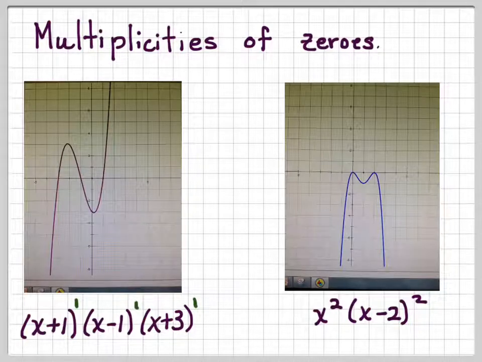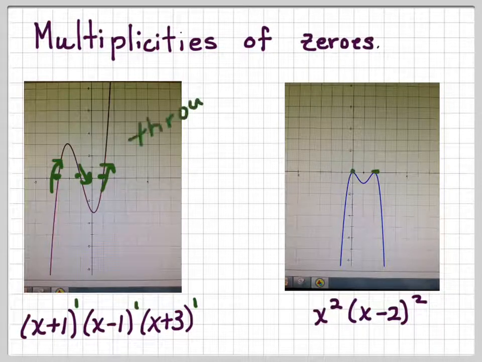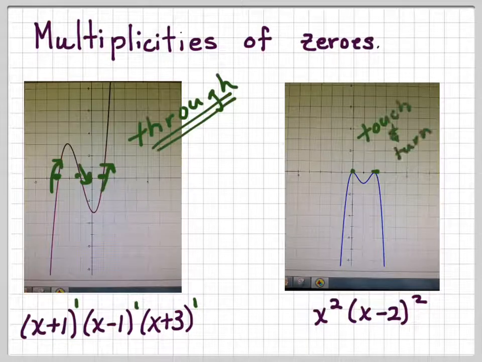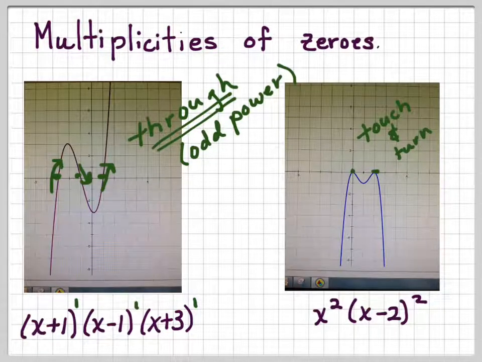Each one of the factors for the left-hand graph has an exponent of 1. And you can see there are the 3 points. In the first one, where x equals negative 3, the graph is going from negative to positive. It passes through the x-axis. Then it comes back down, passes through the x-axis again going the opposite direction, and then it passes through the x-axis again. It goes through. On the right-hand graph, it touches and turns. The through is an odd power. We have 1, 1, and 1 for each one of the factors.